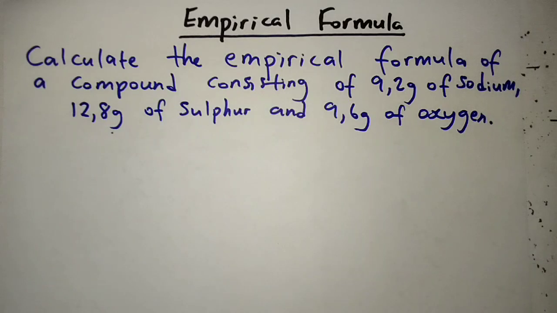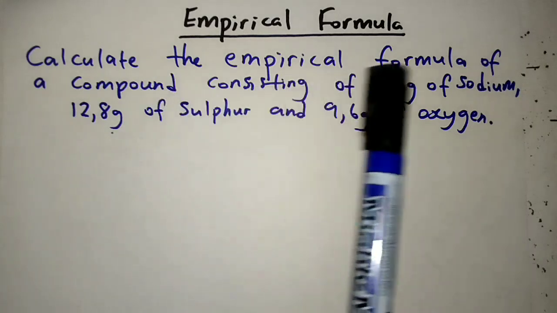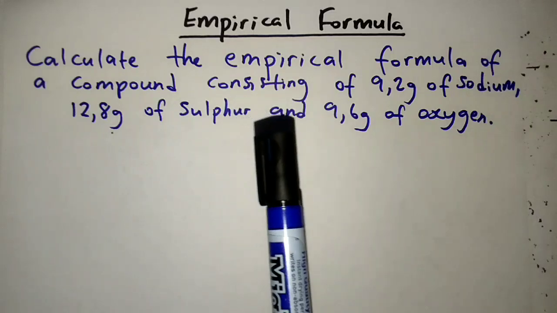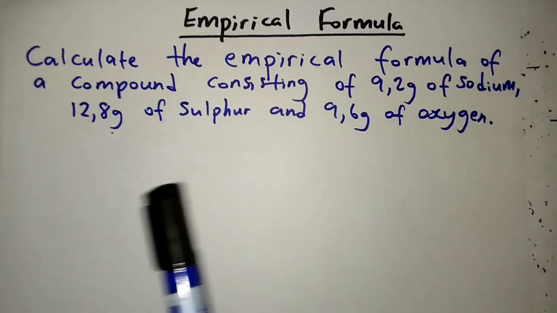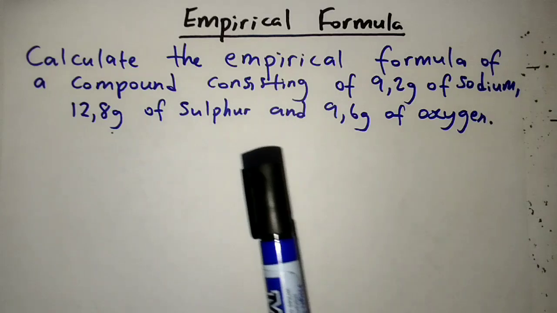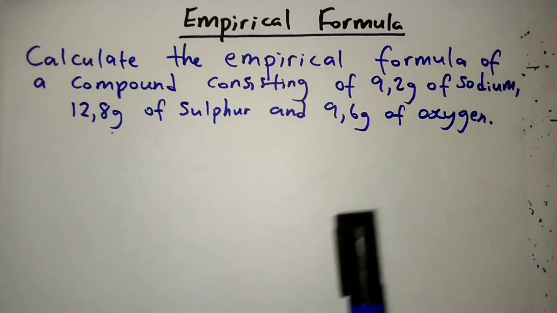In this video, we are dealing with empirical formula. We want to calculate the empirical formula of a compound consisting of 9,2 grams of sodium, 12,8 grams of sulfur, and 9,6 grams of oxygen.